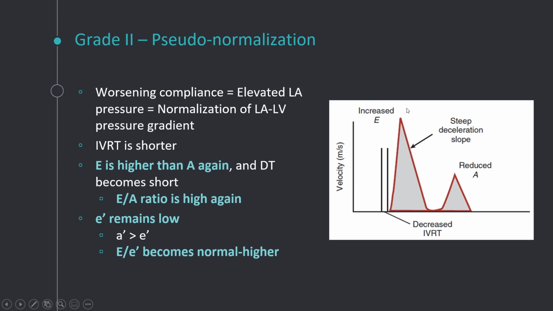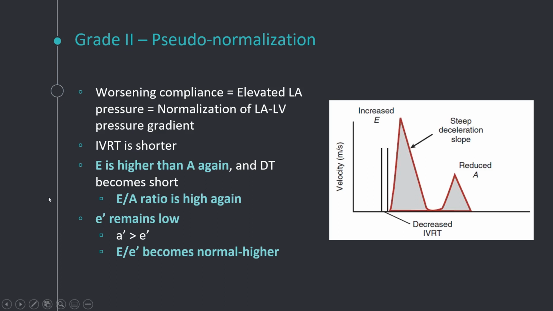You're still going to have, again, back into this really high E wave. Now that your LA pressure is really high, it can push blood into the LV. Because of the diastolic dysfunction, the LA pressure is high. So your initial E wave is now higher than the late diastolic A wave again. But you have diastolic dysfunction, so this is not supposed to be normal. It just looks normal on a mitral inflow. Your IVRT is again going to be shorter for the same principle. Your E/A ratio is high again.